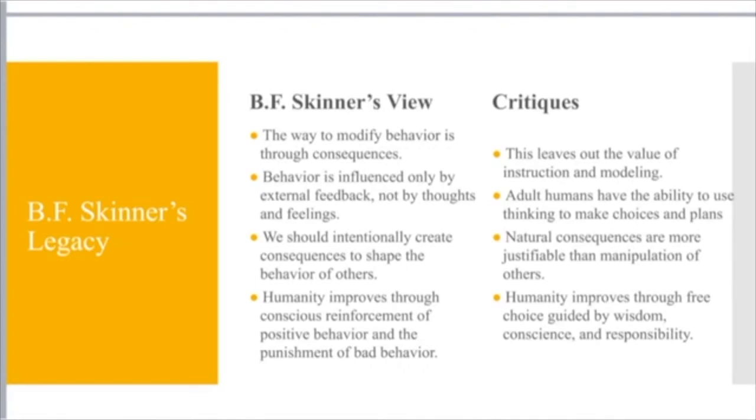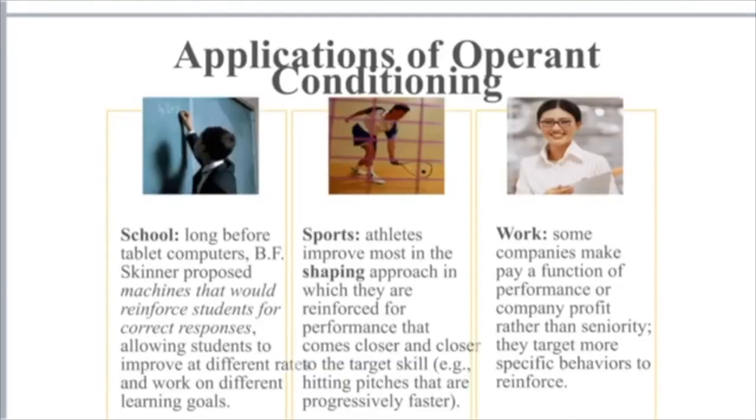And we also know that adult humans have the ability to use thinking and make choices and plans above and beyond. Yeah, I know I'll get a cookie if I say please, but do I really want a cookie? Like, I can think. So just recognize his view and these critiques. These are some examples of operant conditioning. So feel free to just read through these real quick, get some examples if you need further insight.